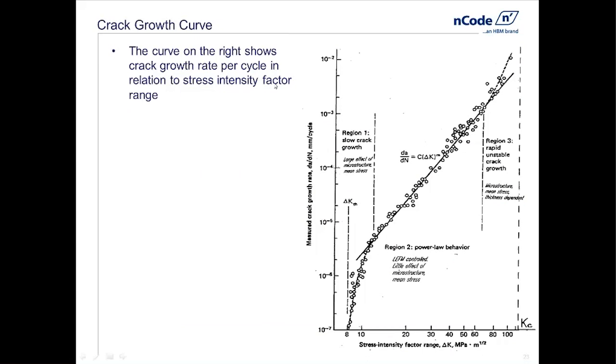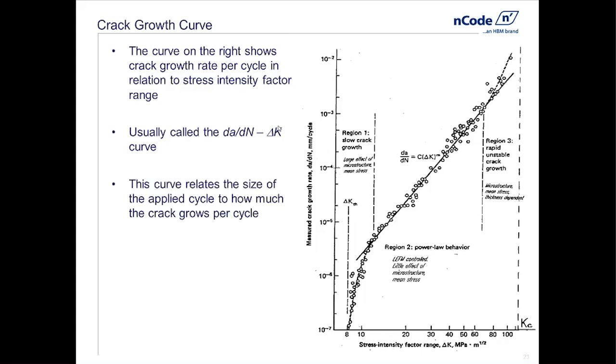dA is change in crack length. dN is change in cycle. So this is crack growth length per cycle, crack extension per cycle, versus the size of the applied cycle. Not stress, but this actual stress intensity factor. So this curve here then tells us that if we know how long the crack is, and we know the stress on it, we can come up with the stress intensity factor. As a cycle of that occurs, we can figure out the range of that.